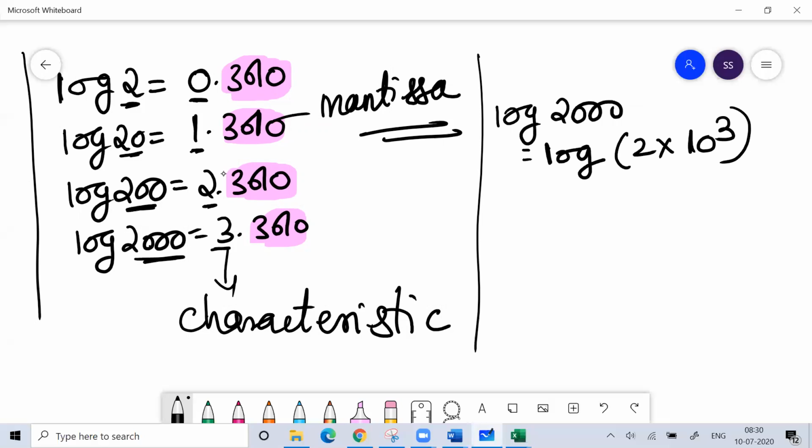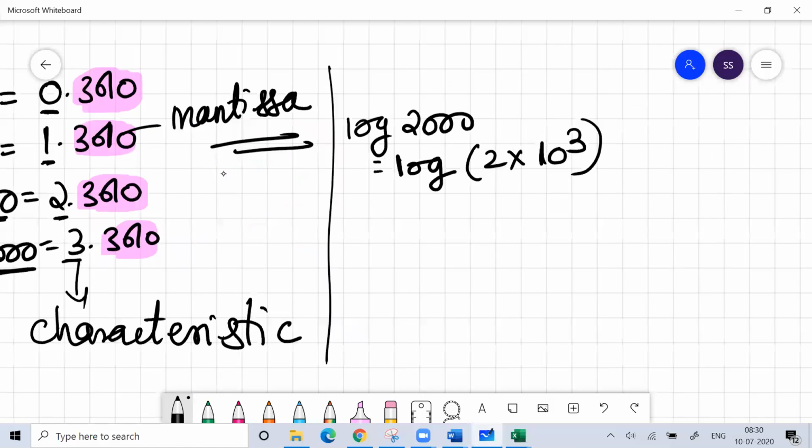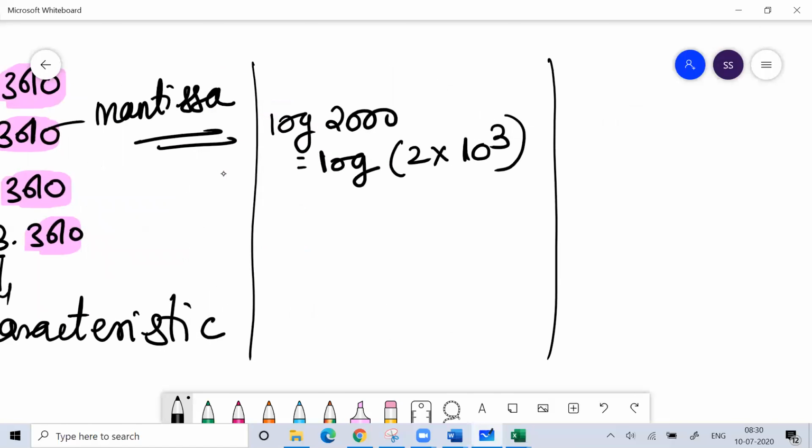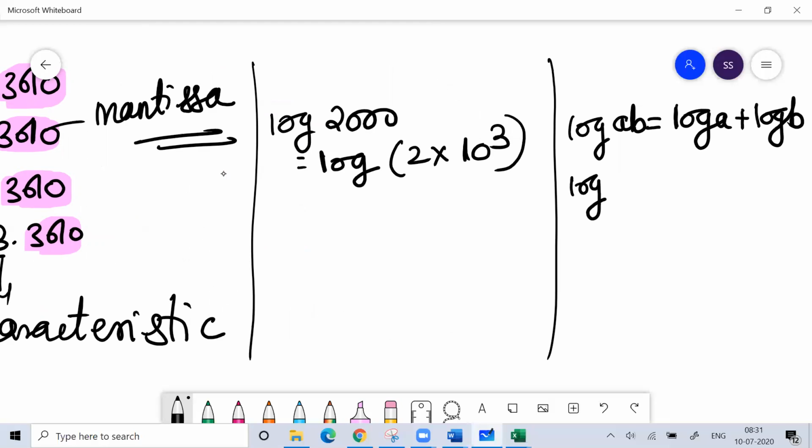Okay, yeah, I can write it like this. So we should know this property of log: log of AB is equal to log of A plus log of B, and log of A by B is equal to log of A minus log of B.